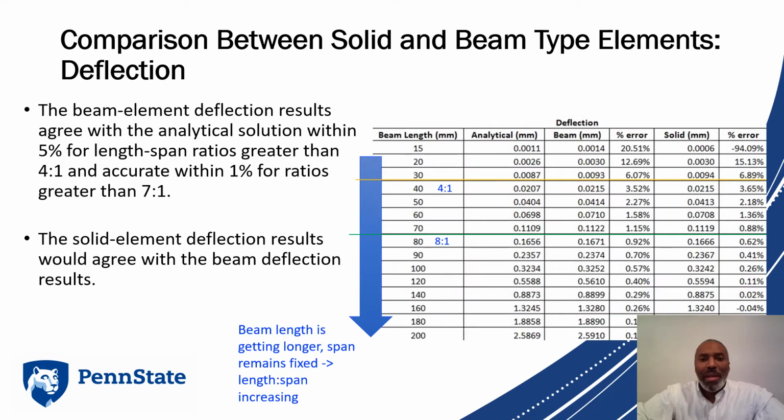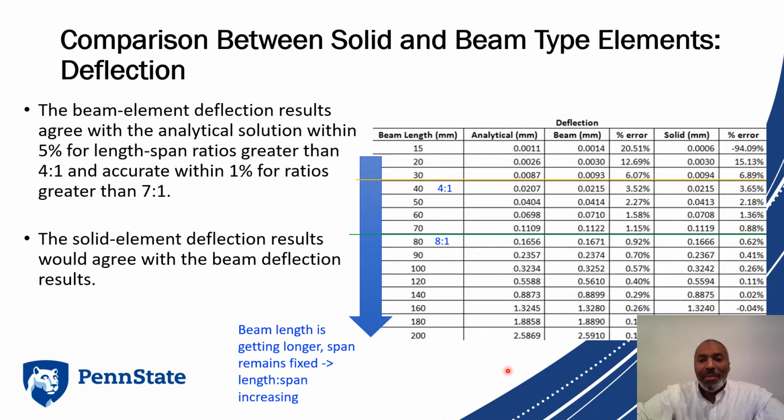All right, so let's compare the solid element solution to the beam element solution for this problem. I'll let you take a look at the table on the right as I move myself out of the way. In general, when looking at data, it's a good idea to examine the table first to see what it's showing you in the columns. So our first column is beam length. We go from 15 millimeters all the way out to 200 millimeters.